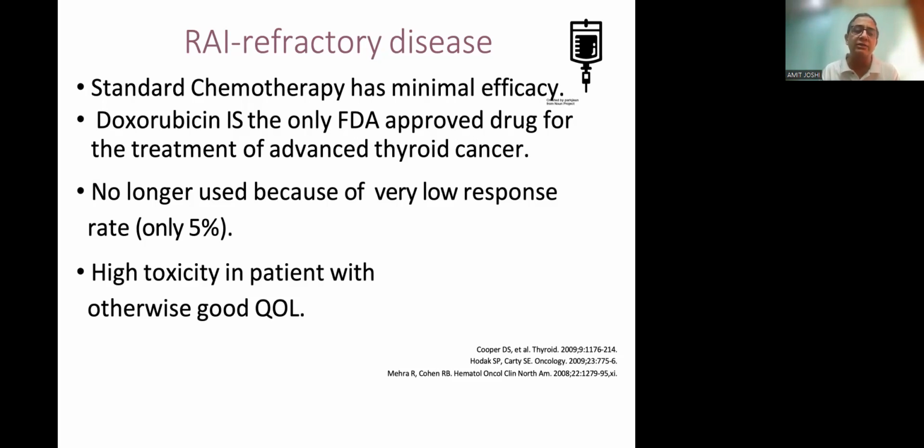And as we are all aware, the toxicity of this chemotherapy in a patient population where the response rate is less than 5% is high, with a very poor quality of life. So Adriamycin or doxorubicin is not the treatment, and even when there was nothing available, we rarely used chemotherapy in this subset of patients. Basically, after becoming radioiodine refractory there were very limited options, and the majority of patients used to succumb in the next few years.